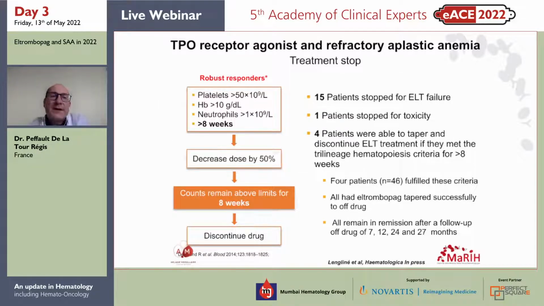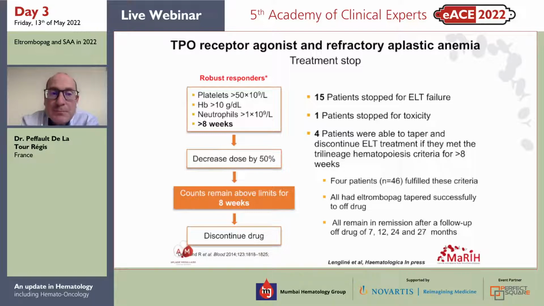Finally, what I did find interesting in patients with refractory aplastic anemia is that we could even stop the drug in some patients. Of course, in the patients who were refractory, we stopped straightforward. 15 patients did not respond. We have 1 patient who stopped because of liver toxicity. We have 4 patients that we were able to stop because they were in robust response.